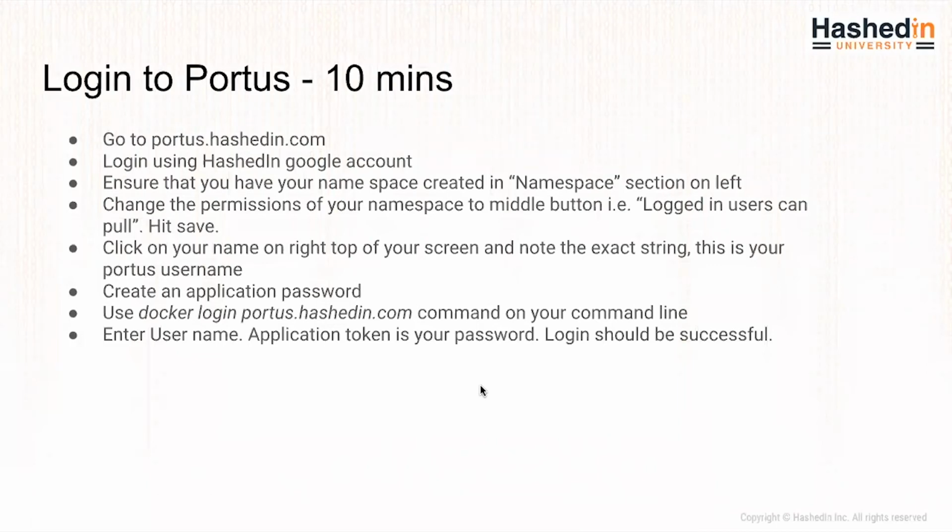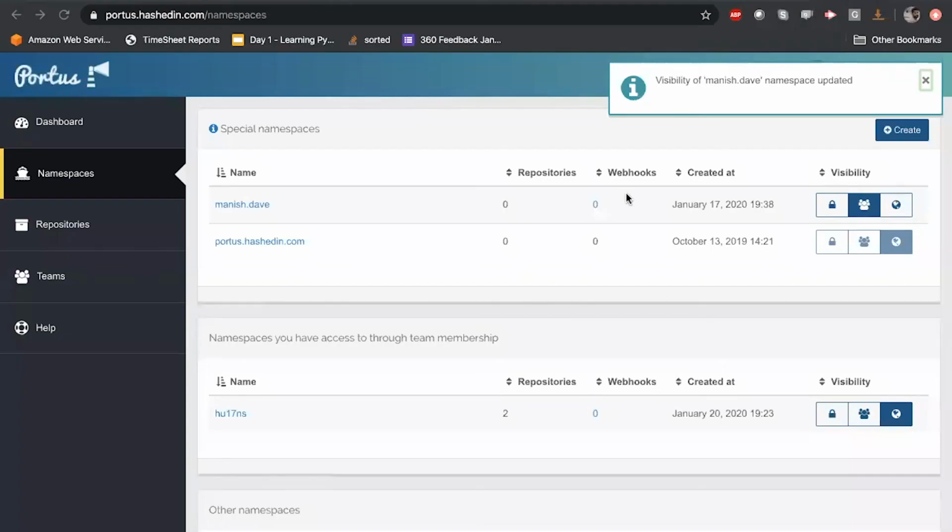Now you have to ensure that your terminal, your command line, can talk to Portus. As I said, by default, if you don't give a domain name of the registry, it will take Docker Hub and push all the images there. But you don't want that. So what you're going to do is create a login from your terminal to Portus, and then start pushing. So I'll just show you how to do that.